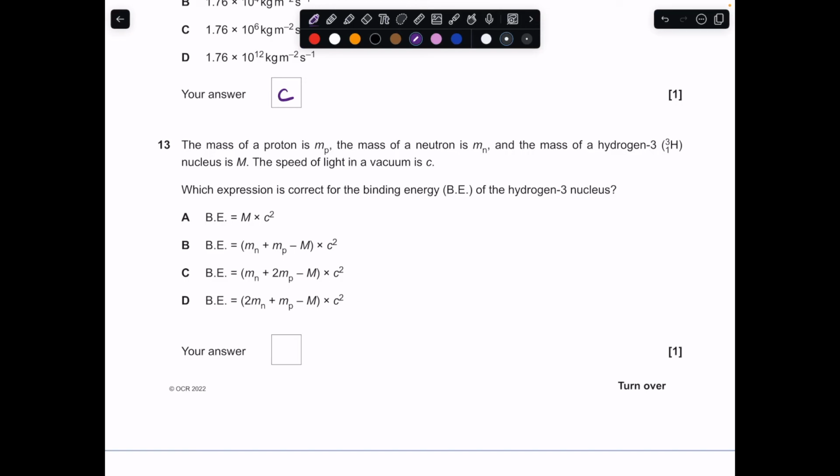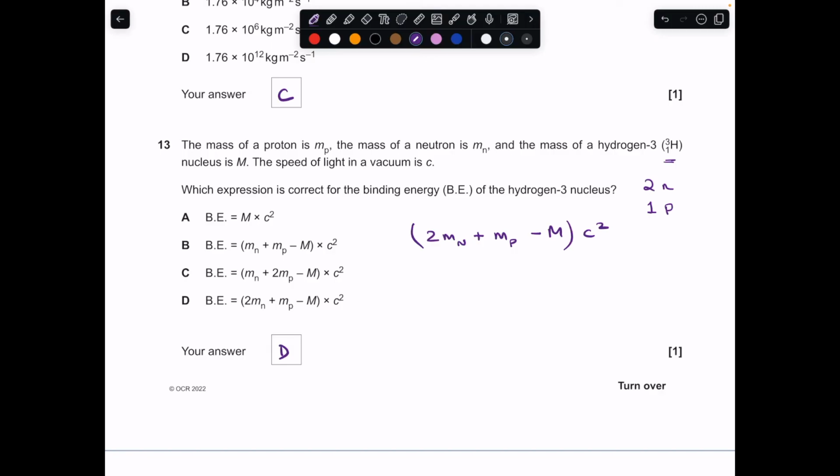So what is binding energy? Well, binding energy is the energy required to keep a nucleus together. So in hydrogen 3 nucleus, we have 2 neutrons and 1 proton. So the binding energy will quite simply be the mass of 2 neutrons, which is 2mn, plus the mass of 1 proton, which is mp, minus the mass of the nucleus, which is m, and you times this by c squared, which gives you D as the answer.